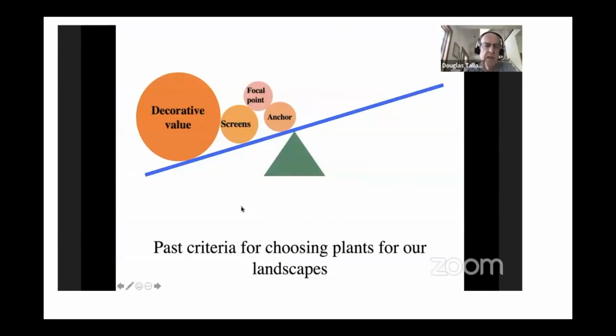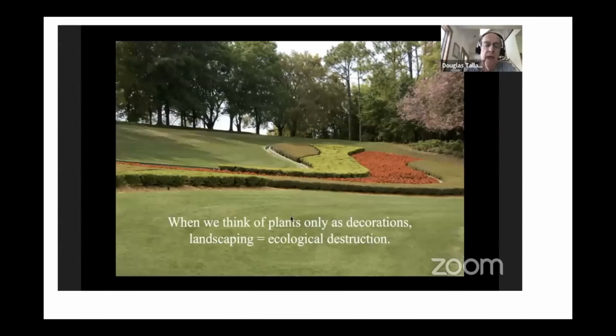We've gotten ourselves into this mess because we have thought of plants only as decorations, because they are decorations. But for 100 years, we went to the nursery and we bought things based on aesthetics without any thought to the ecological value that those plants need to start performing where we live. And when we landscape with plants only as decorations, then you're talking about ecological destruction. This is a pretty landscape, but it is not a functioning ecosystem.